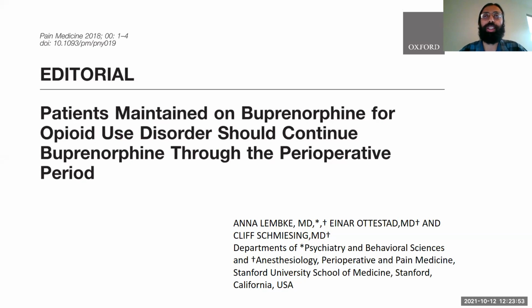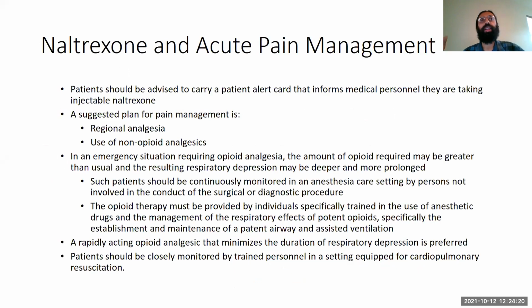Essentially multimodal analgesia, those things I mentioned, like ketamine, like blocks, like epidurals if appropriate. Using full mu agonists such as fentanyl or Dilaudid if necessary. And this is the editorial from 2018 from Pain Medicine by Anna Lembke that really started to bring about this change in the field from about 3 years ago. And now most experts would recommend this.